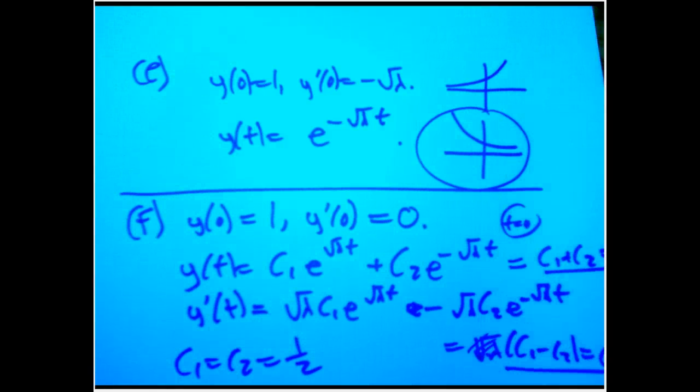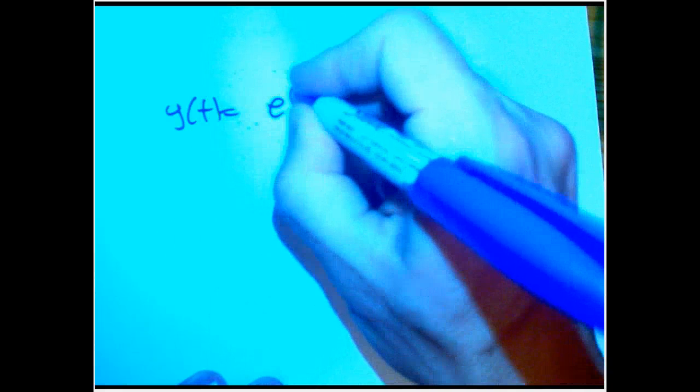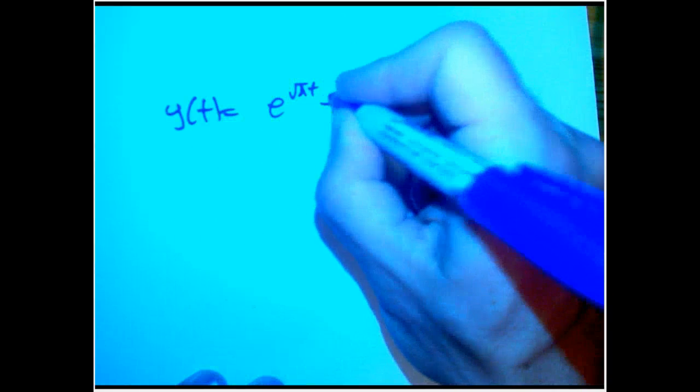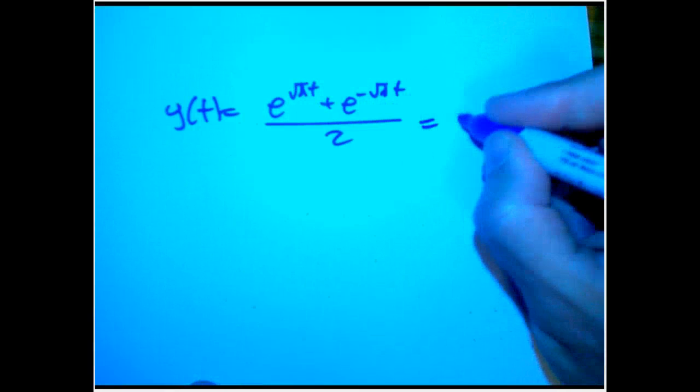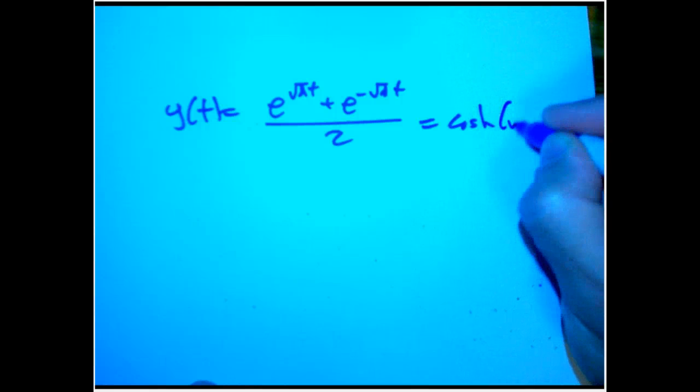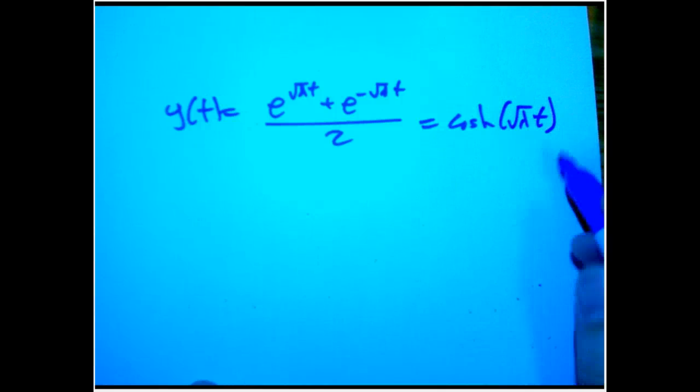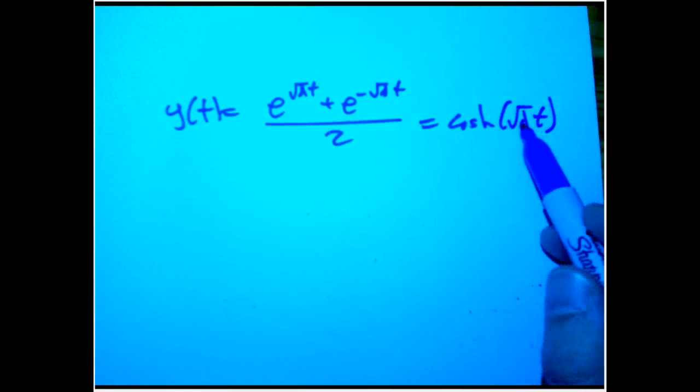Okay, now, whether the next thing I'm going to write down is familiar to you depends on whether you've seen hyperbolic trig functions before. And if you haven't, then here's a very, very brief introduction to them, because it's not going to be my main focus. What we've got is that y of t, the solution, is e to the root lambda t plus e to the minus root lambda t all over 2. That's called the hyperbolic cosine of root lambda t. If you want the definition of just cosh with nothing in it, just set lambda equal 1.